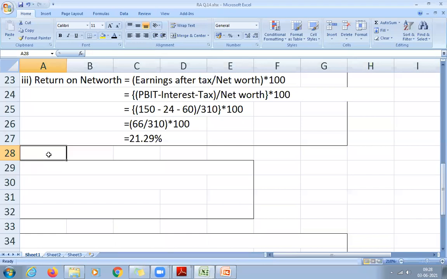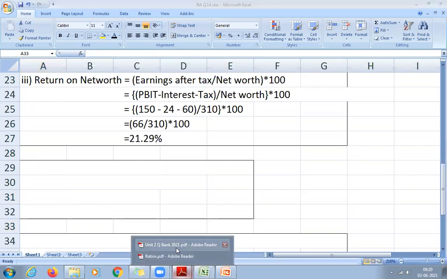So 21% is a good return for those who want to invest, but very aggressive investors who want to get above 50% return may not find it attractive. Okay, clear, students? Are you getting what I'm telling, interpreting the ratios?